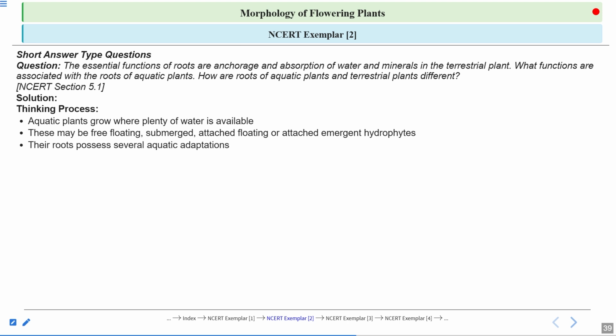Now their roots possess several aquatic adaptations. If we are talking about the roots, then there are a lot of adaptations we see in the case of aquatic plants. What are those? Let us think about it.